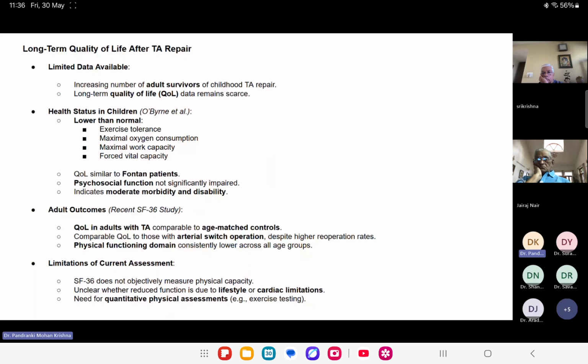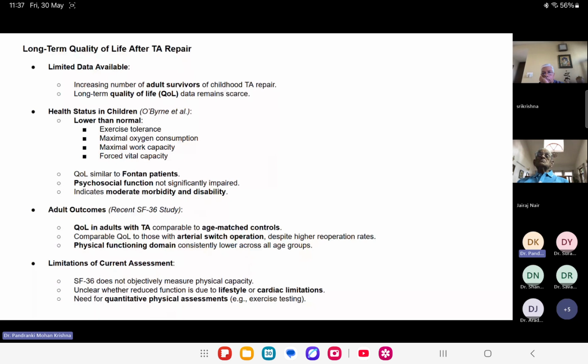Adult outcomes: quality of life in adults with truncus arteriosus is comparable to adult age-matched controls, and to those with arterial switch operations despite higher reoperation rates. So even though arterial switch operations are single-stage operations, comparable quality of life can be achieved. Only thing is that they will have reoperations again and again.